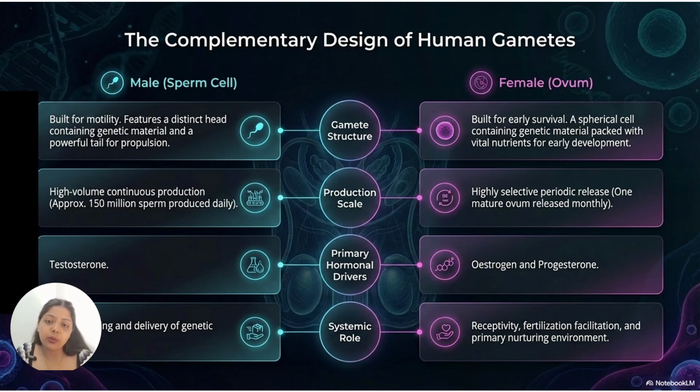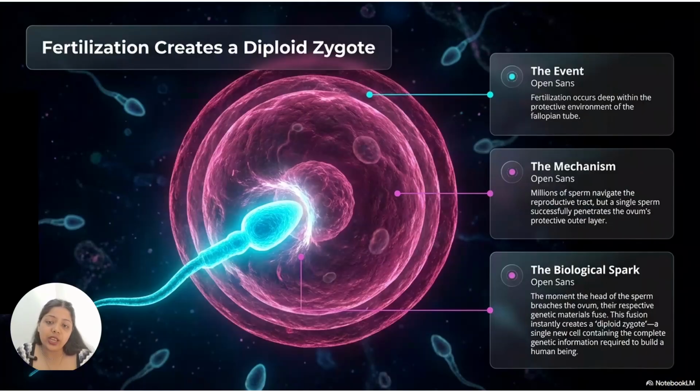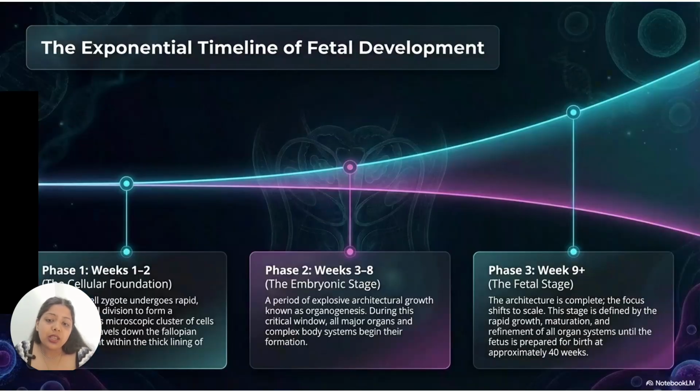Now, fertilization creates a zygote. Fertilization is the moment when a sperm cell successfully joins the egg cell. When this happens, the genetic material from both parents combines to form a zygote, which is the first cell of a new organism. The cell contains a complete set of chromosomes, half from the mother and half from the father. The zygote then begins rapid cell division, marking the beginning of human development.